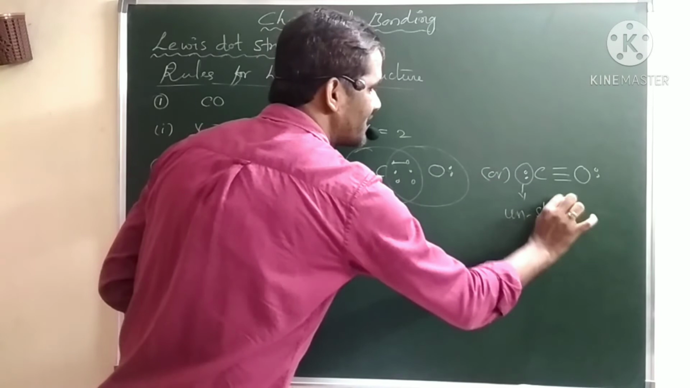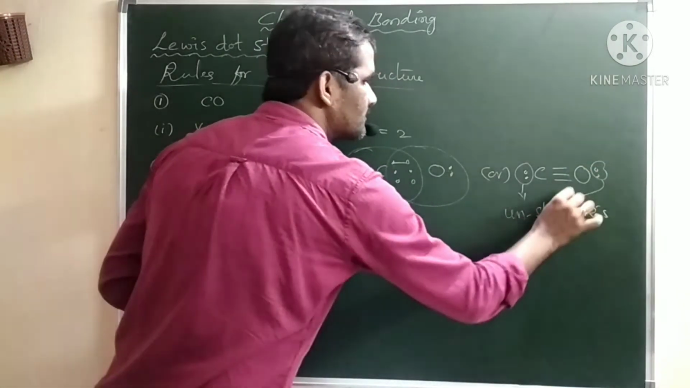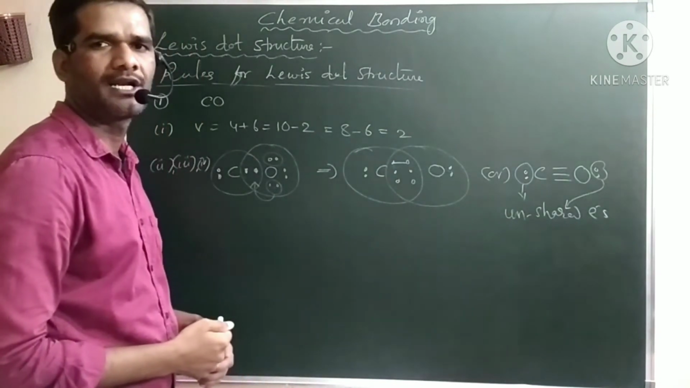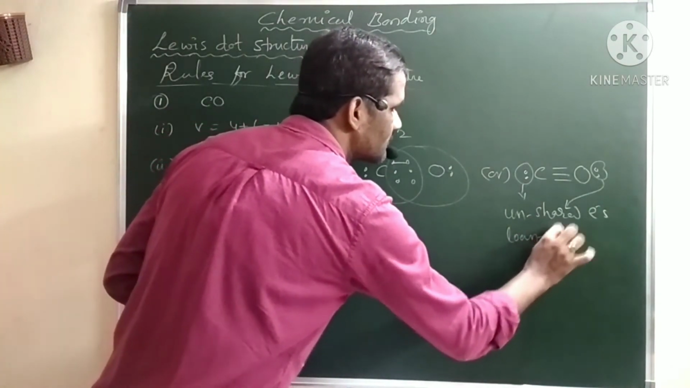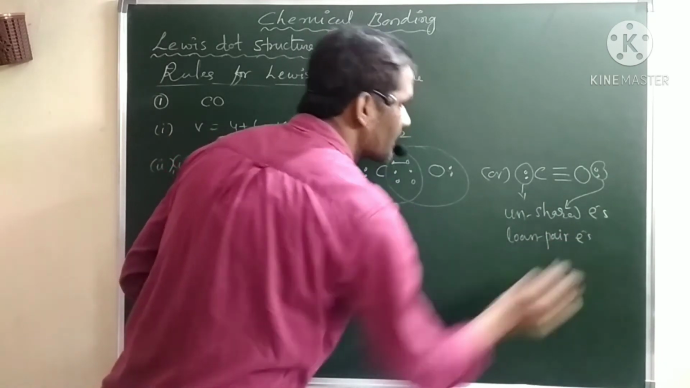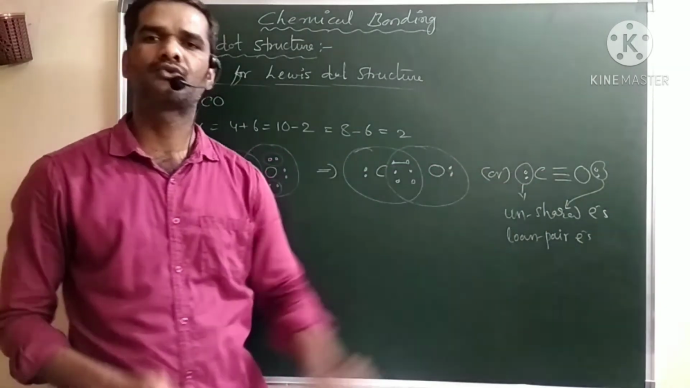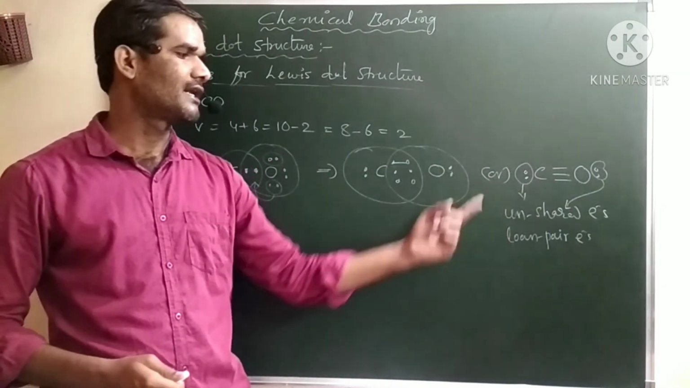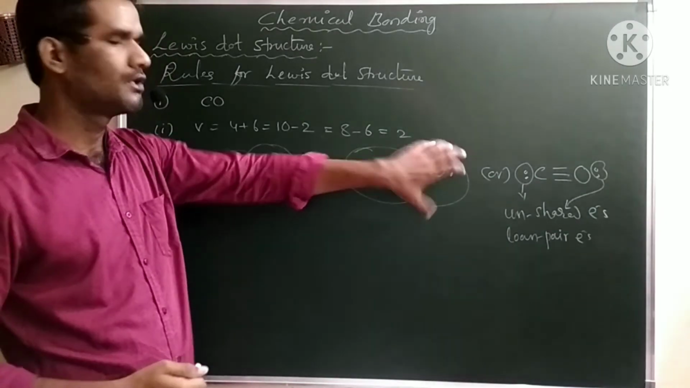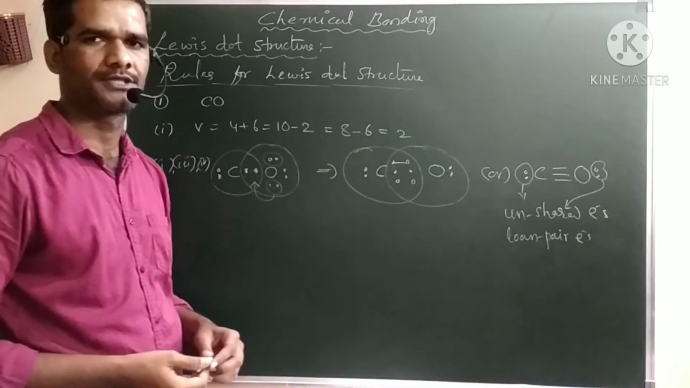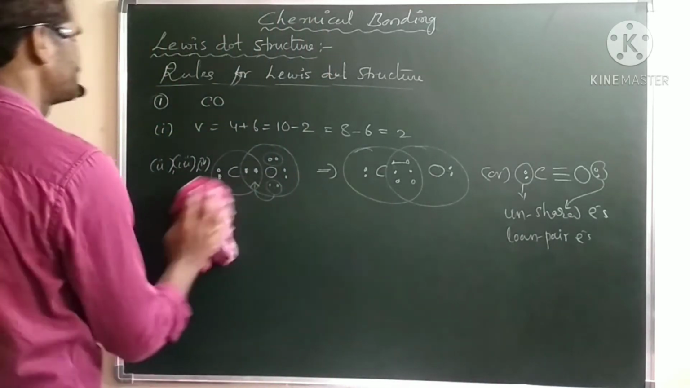Why? Because they are not shared. So these are the unshared electrons, and sometimes we call them lone pair electrons. The electrons which are not shared between the 2 atoms are called unshared electrons or lone pair electrons. This is the overall Lewis dot structure for carbon monoxide. Let us see a few more examples here.